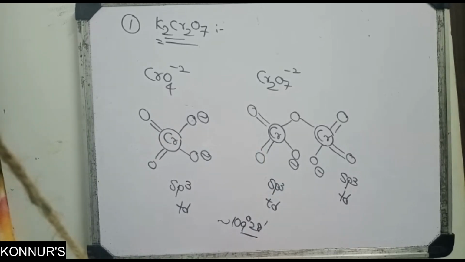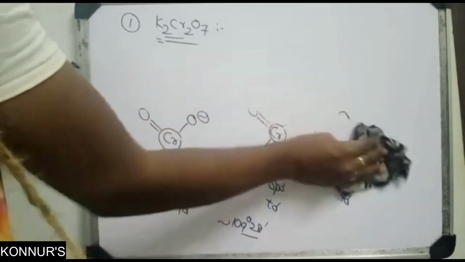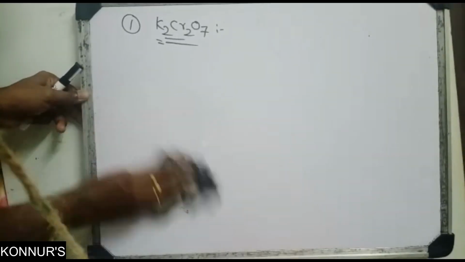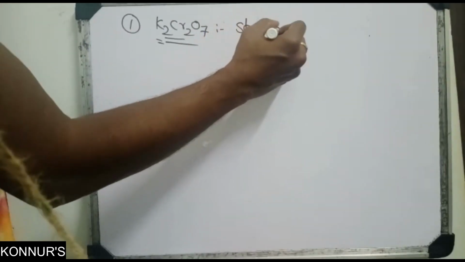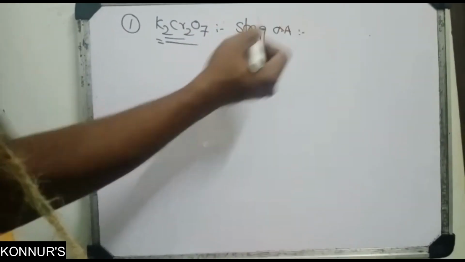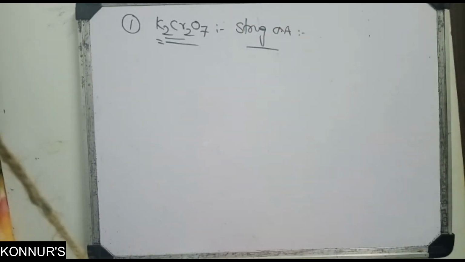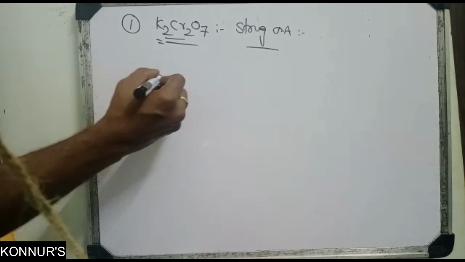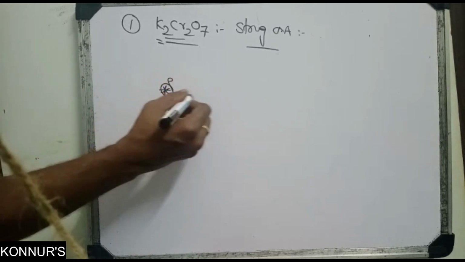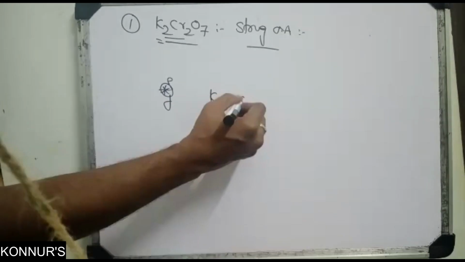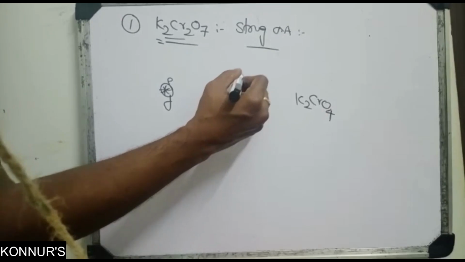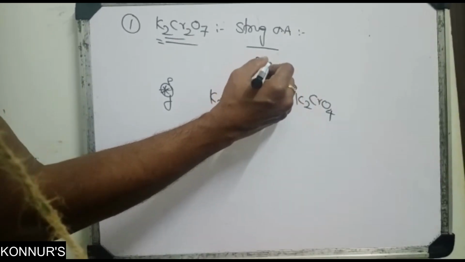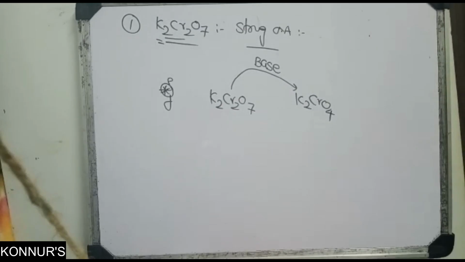So next, properties. So what are the properties? It is a strong oxidizing agent. Here the colors, the color combinations, are also very important from the entrance exam point of view. So what are the important compounds? K2Cr2O7, next K2CrO4. In basic medium, in the presence of base, K2Cr2O7 is converted into K2CrO4.